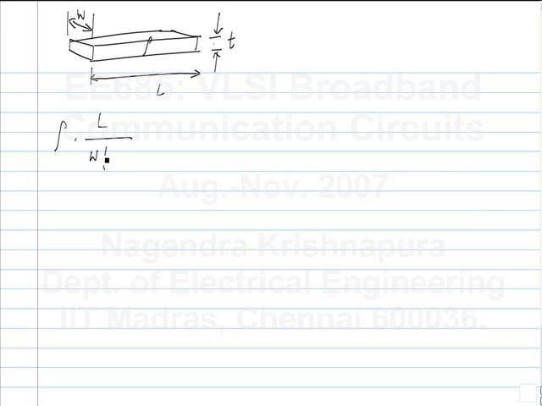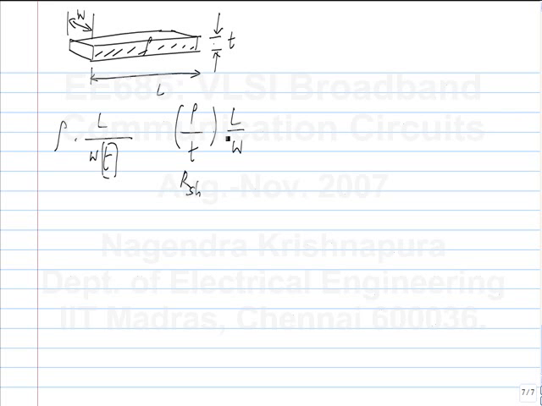Rho L by WT. Now in an integrated circuit, the process determines what the thickness is, and what you have freedom as a designer is to adjust the values of W and L. Essentially, designing an IC is a two-dimensional process from the point of view of the designer. You can only adjust things on the plane of the IC. You can't go into the depth. So that is fixed by the process, and you don't worry about this thickness because it's fixed. So this rho by T times L by W is the resistance, and this is known as the sheet resistance.